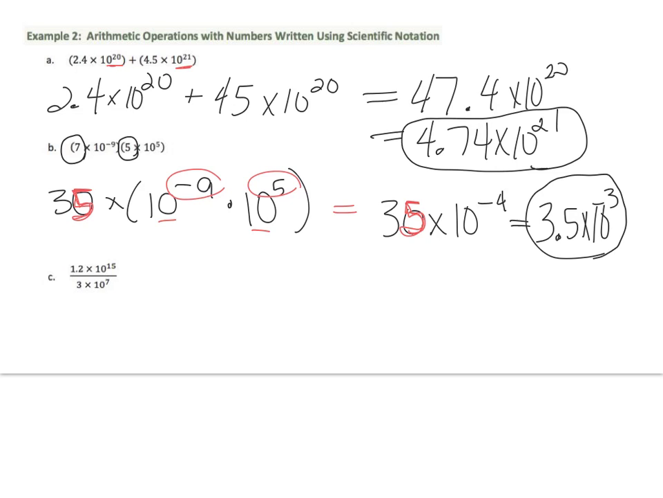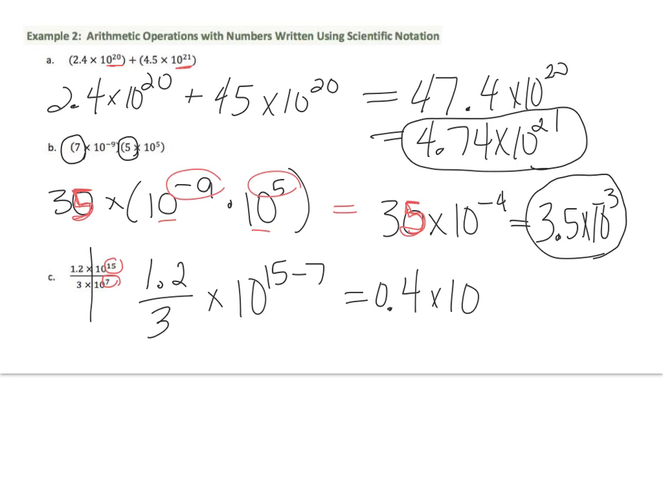Okay, let's try the division. Division may be a little trickier or it may not. I can actually split that, and I have 1.2 over 3. And then if you remember, when I have powers, I subtract. So this would be times 10 to the 15 minus 7. 1.2 divided by 3 actually gives me 0.4. You may see that easily. Times 10 to the 8th, which is 4 times 10 to the 7th.